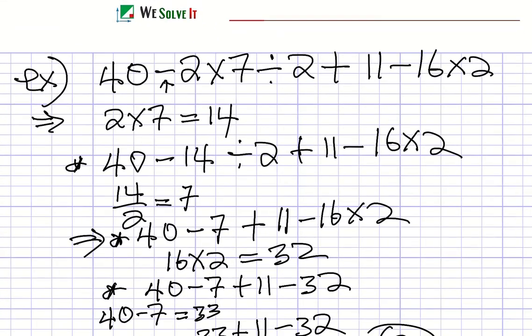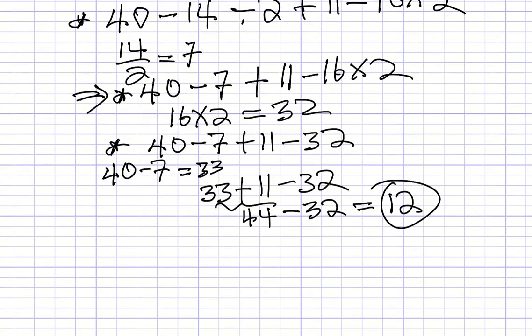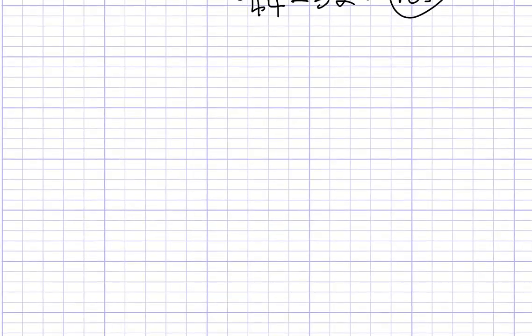So go through it, practice. If you don't get 12 there, you gotta go back and start going from left to right, doing multiplication and division first over addition and subtraction. Okay, so we'll have another rule here. This is the final rule. This is rule number 3.